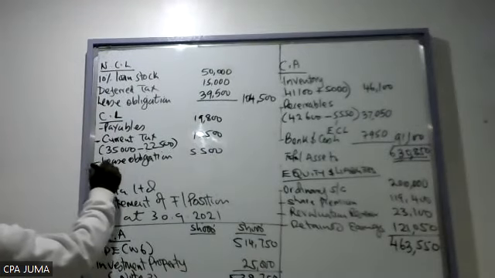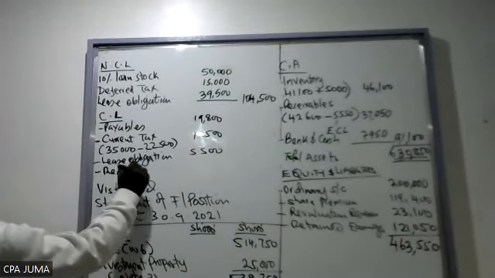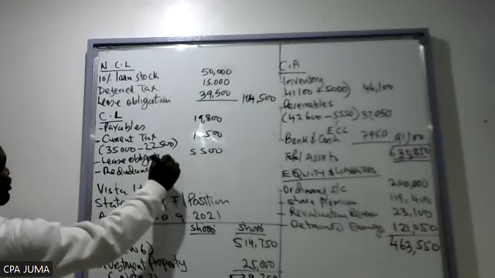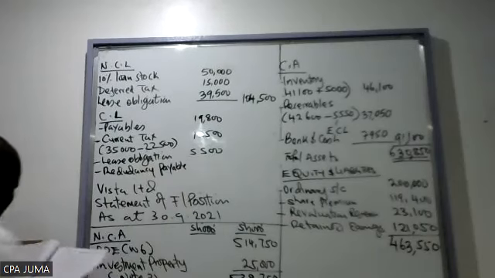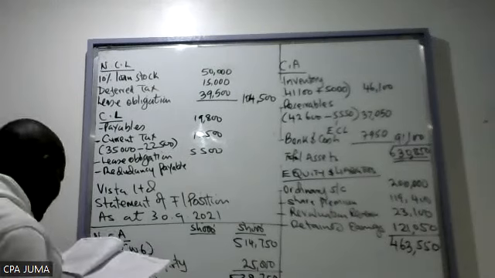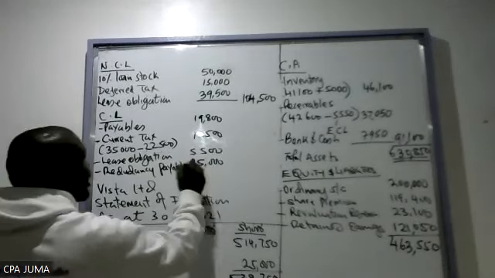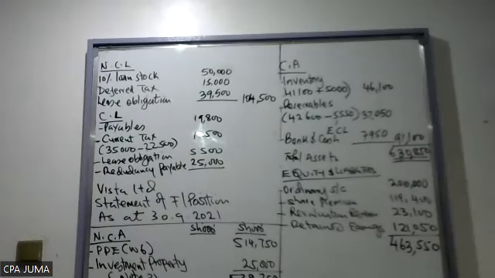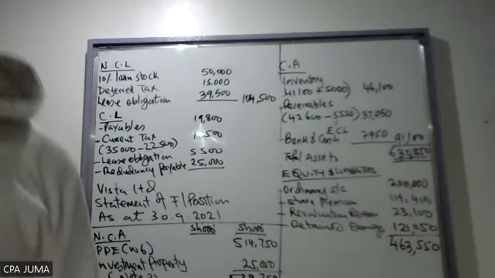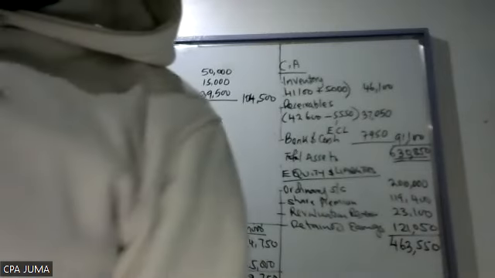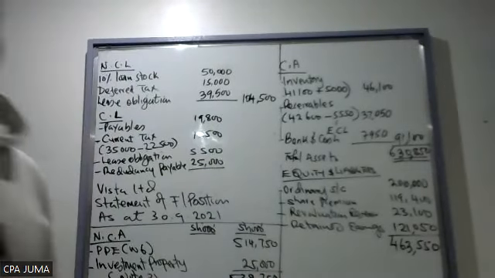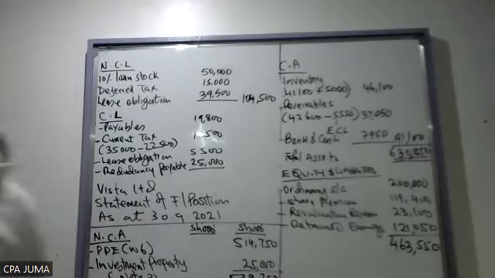So redundancy payable, they have not paid. So redundancy, that is 25. Can you add for me the current liabilities? Add the current liabilities so that we can wind it up.